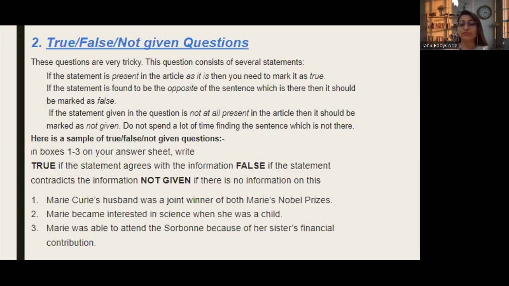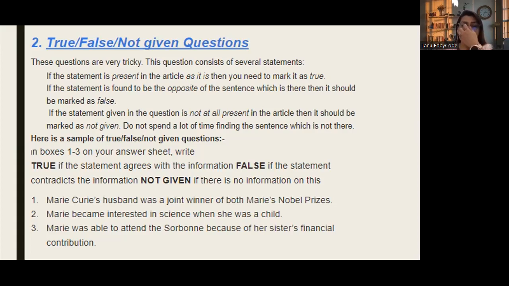Now let's come to the second variety of question that comes in your reading module, that is true, false, not given questions. These are very tricky questions because they generally consist of several statements. You have to read and understand those statements, and come to a conclusion whether these statements are true, false, or not given. So you have to read your sentence very carefully, and then go back to the passage to clarify whether these statements are true, false, or not given.